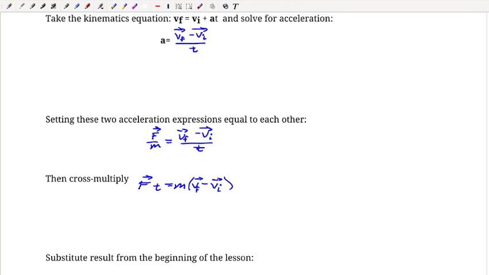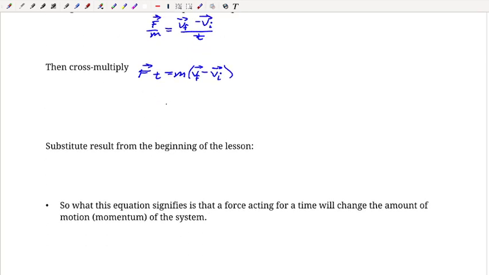And after I do that, it's just a matter of noticing that v final minus v initial was delta v. So this gives me F times t equals m delta v. Where have I seen that before? Well, that was what we were talking about when we talked about momentum. So this must be my equation for impulse. This is change in momentum. What this signifies is that a force acting for a time will change the amount of momentum in the system, and this is what we call impulse.